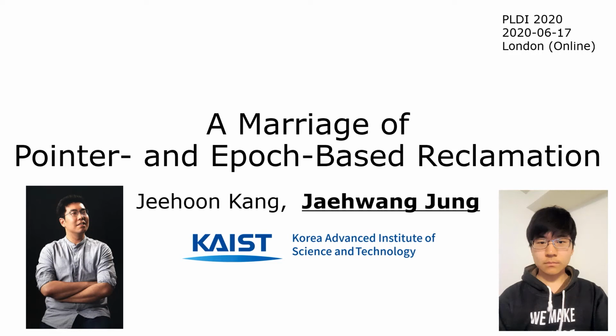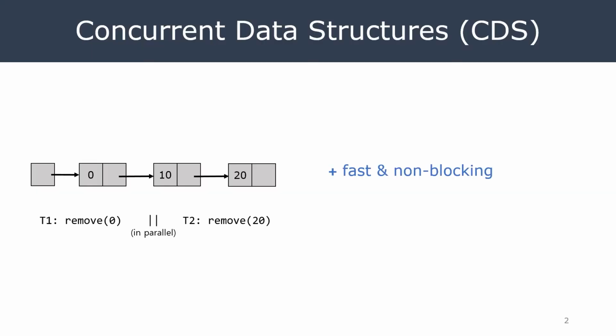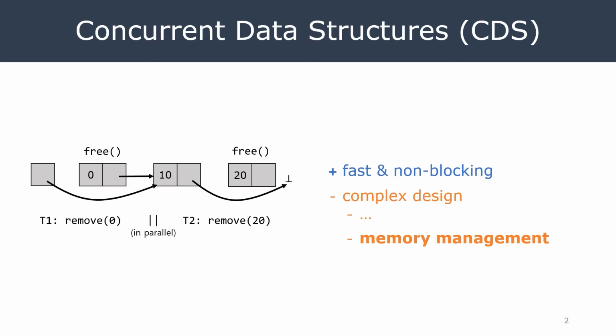In this talk, I'm going to present a novel memory reclamation algorithm for concurrent data structures. A concurrent data structure provides fast and non-blocking operations that run in parallel safely. However, designing a concurrent data structure is a complex problem. Among many issues, memory management is a common difficulty. In particular, naively freeing a memory block can lead to memory errors.